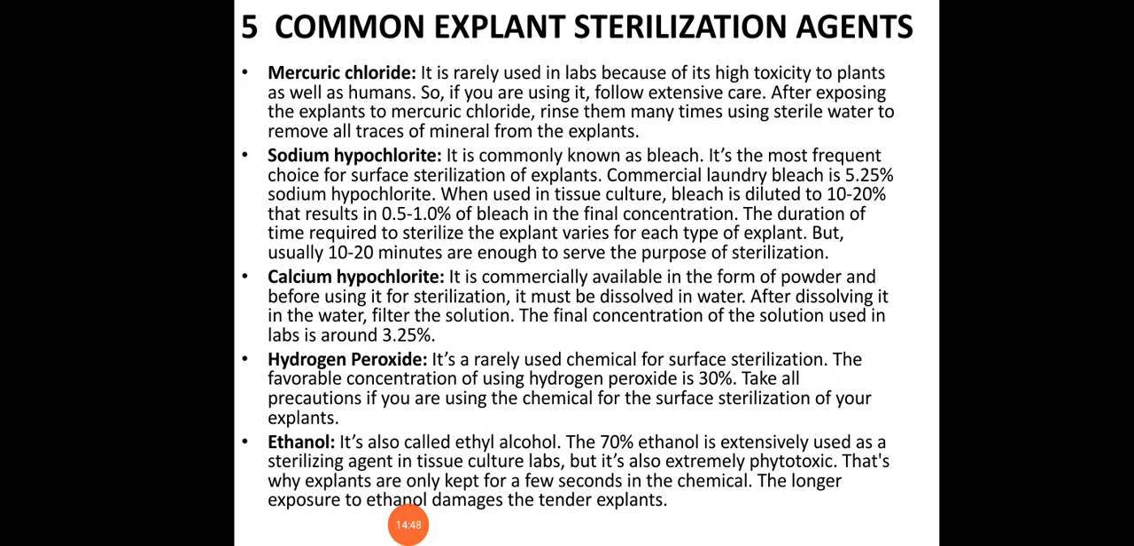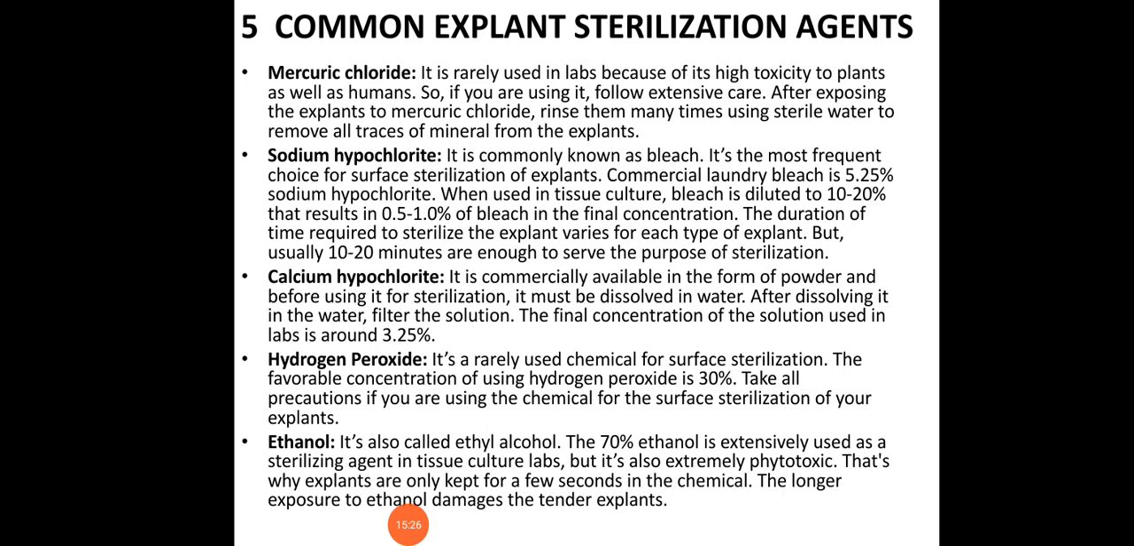Third one, calcium hypochlorite. It is commercially available in the form of powder, and before using it for sterilization, it must be dissolved in water. After dissolving in water, filter the solution. The final concentration of the solution used in the labs is around 3.25%. Hydrogen peroxide is a rarely used chemical for surface sterilization. The favorable concentration of hydrogen peroxide is 30%. Take all precautions if you are using this chemical for the surface sterilization of your explant.